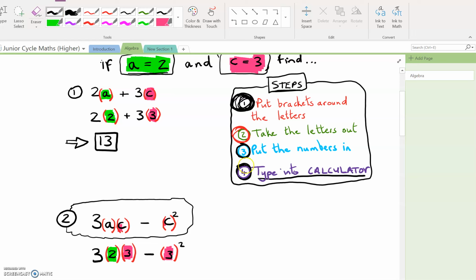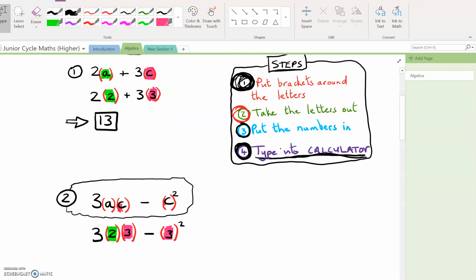Now we're down to our last step. Type into the calculator. When you type that into the calculator, you get 9. And that's your answer. Now, they're not too bad, are they? I think you're almost ready to try a few yourself.